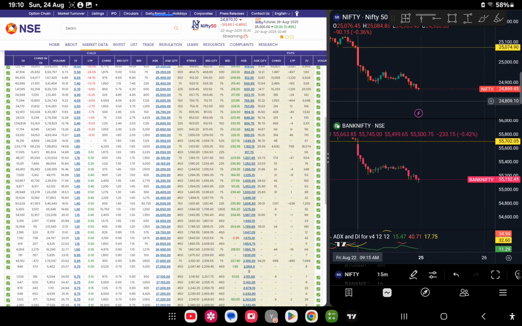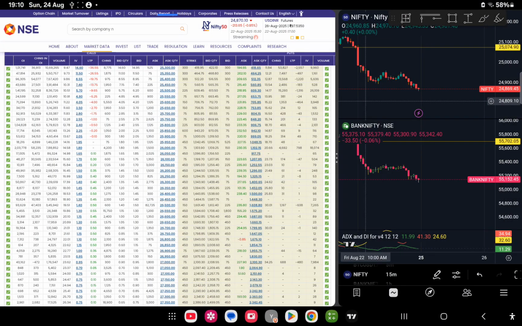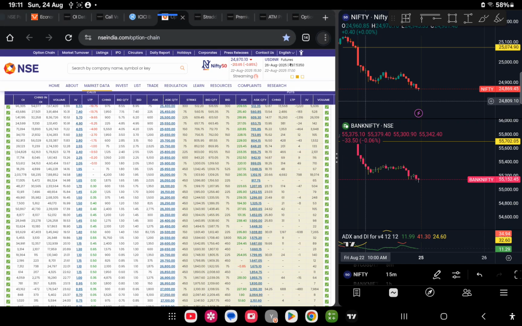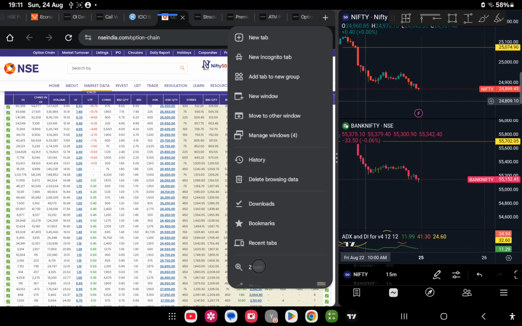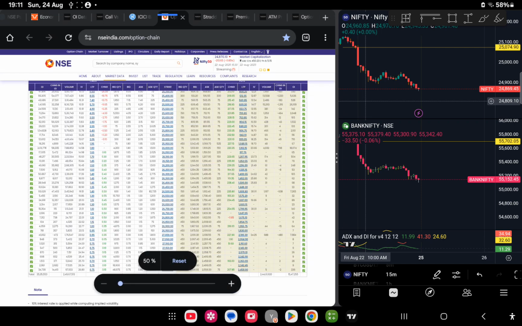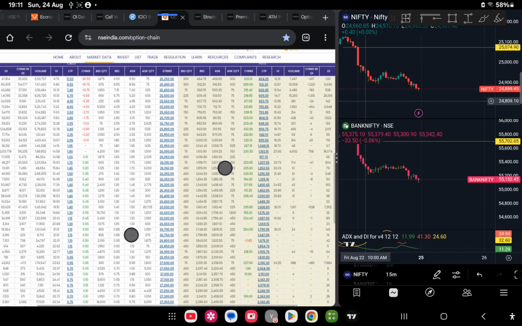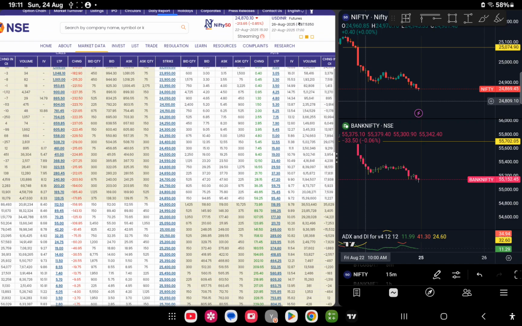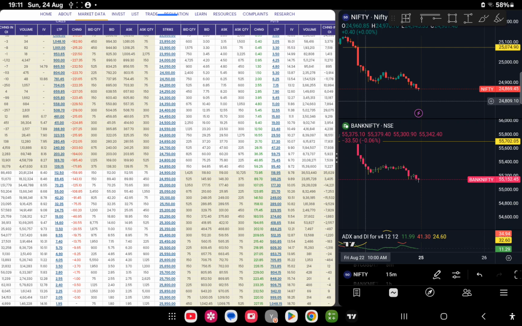Let me try to zoom in. Okay, so now this is fine. Enlarge it. This is what is required. So when you check for open, it is 25,050. Okay, so this is our open ATM. So this becomes the OTM and this becomes the ITM.